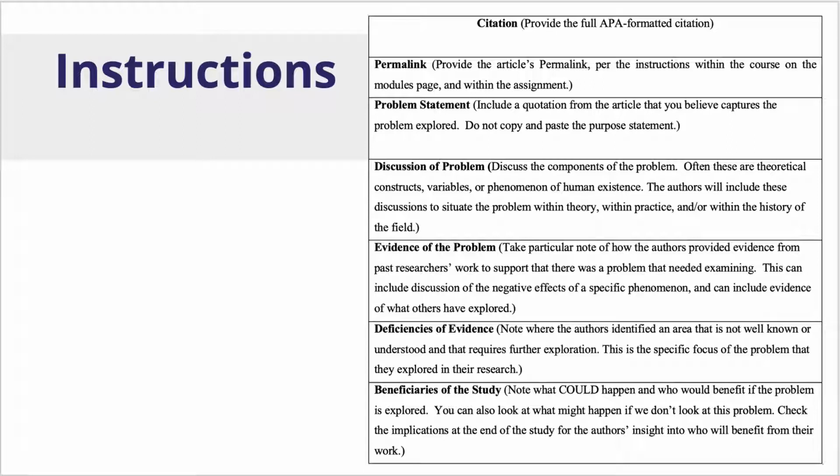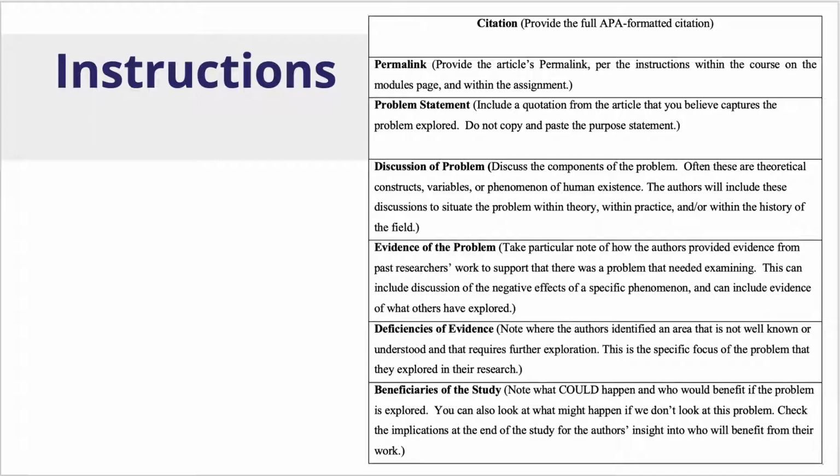The problem statement from the article. Now, this is an area where a lot of people go astray and they think, oh, I'm supposed to write up the problem statement in my own words because you're used to paraphrasing and not quoting. This is, in fact, asking you to give a direct quote, which should include a page number citation, and it should be specifically of the problem statement.